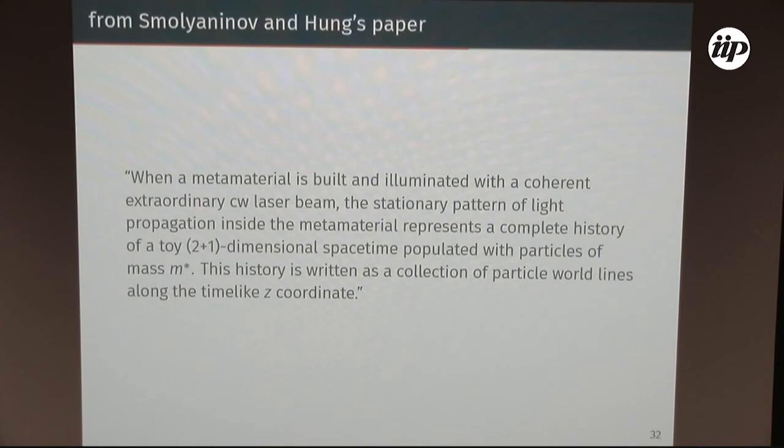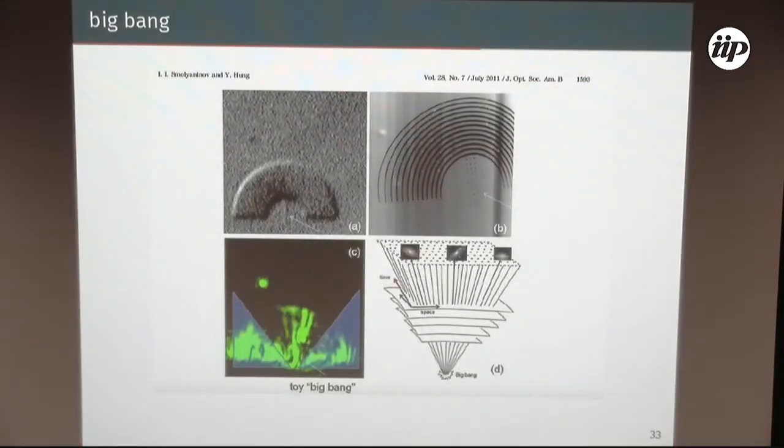So this is a phrase from Smolyanov's paper. When a metamaterial is built and illuminated with a coherent laser beam, the stationary pattern of light propagation inside the material represents a complete history of a toy 2 + 1 dimension space-time populated with particles of mass m star. This history is written as a collection of particle world lines alike the time-like z coordinates. So this is from the article.